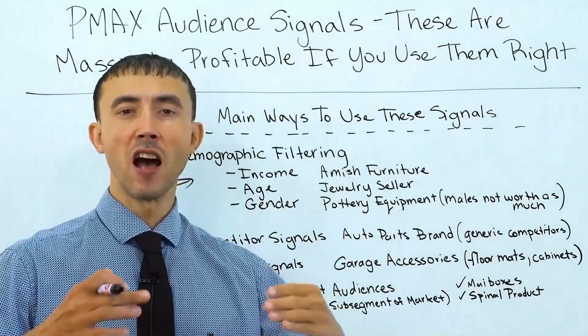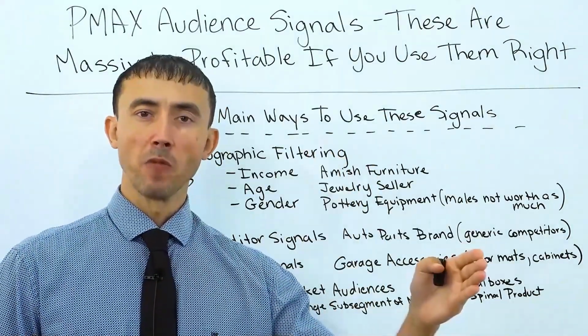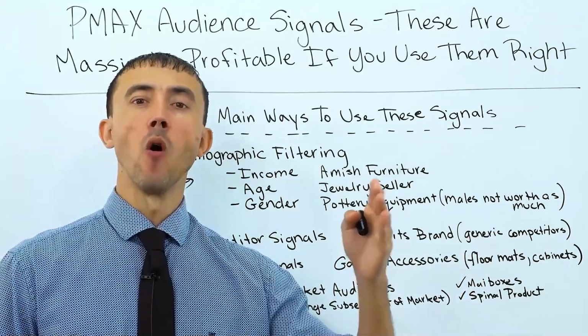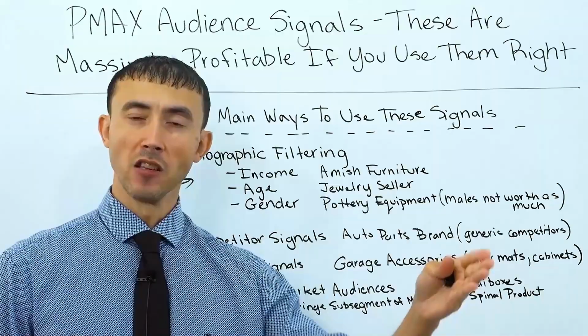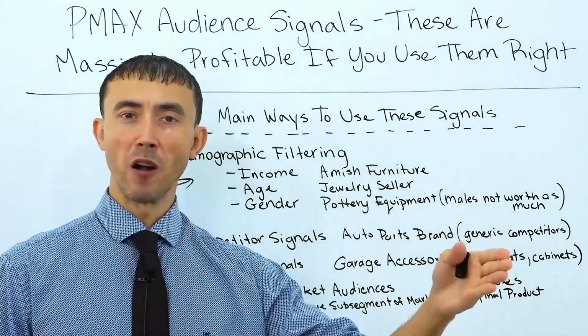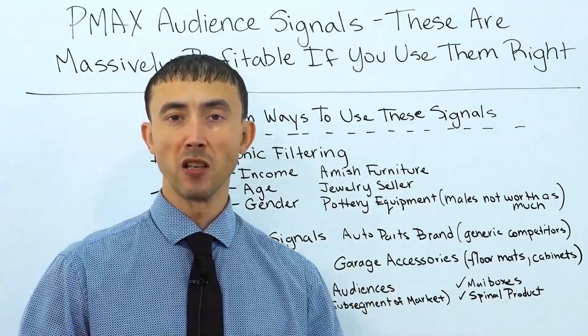These are signals. They're not absolutes. Google is not going to take your request to do male only and only do male. They're going to do mostly male, test a little bit of female, and see if female will convert. It just speeds up the process of the machine learning. That's what is ultimately going on here.